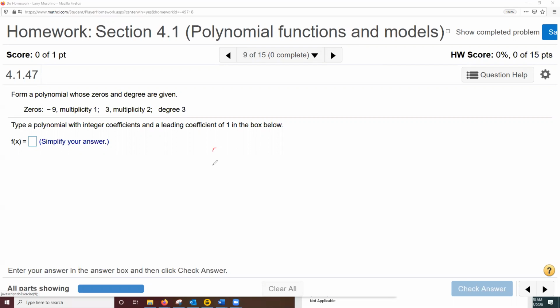So I'm going to write this function again as f of x equals a. A is the leading coefficient. And because it's degree 3, I'm going to write it as x minus the first 0, x minus the second 0, and x minus the third 0.